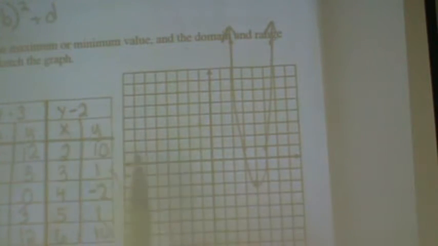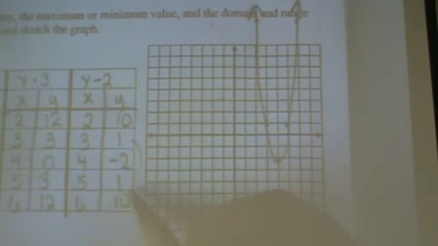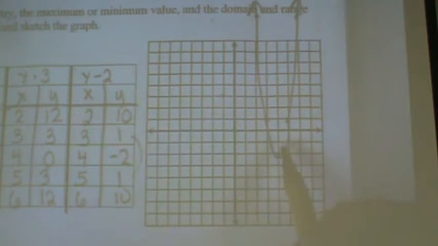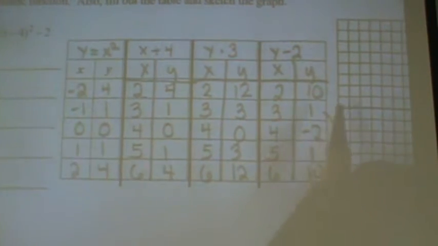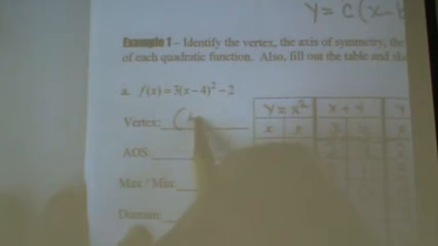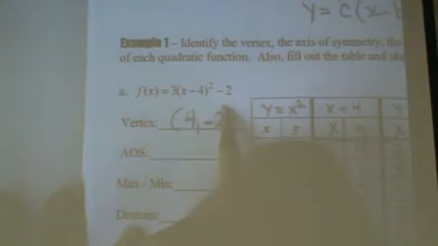I'm looking at this and I'm thinking shift going 2 over. So these ordered pairs right here will give you the graph. Okay? So now let's look at our vertex. It went from 0, 0 to 4, negative 2. So what is our vertex? It is 4, negative 2.